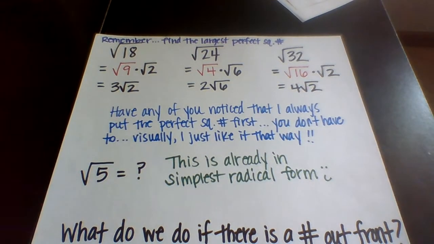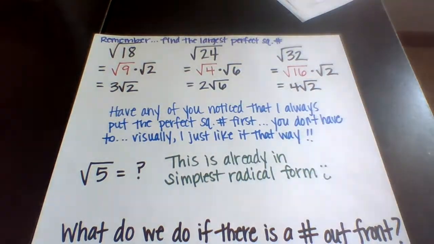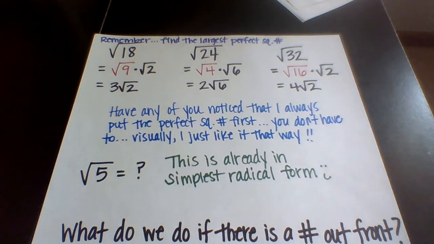Have any of you noticed that I always put the perfect square number first? Like right here, I'm showing you the perfect square number first. You don't have to put the perfect square number first. I just do it because visually it's easier for me. If you put them in a different order, it doesn't matter.